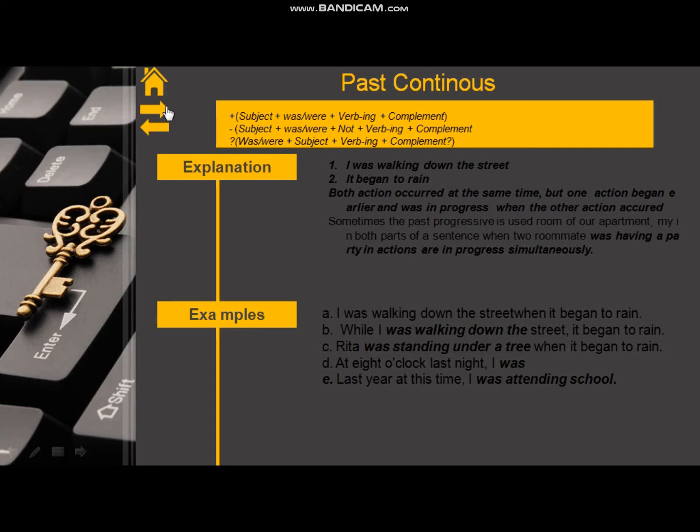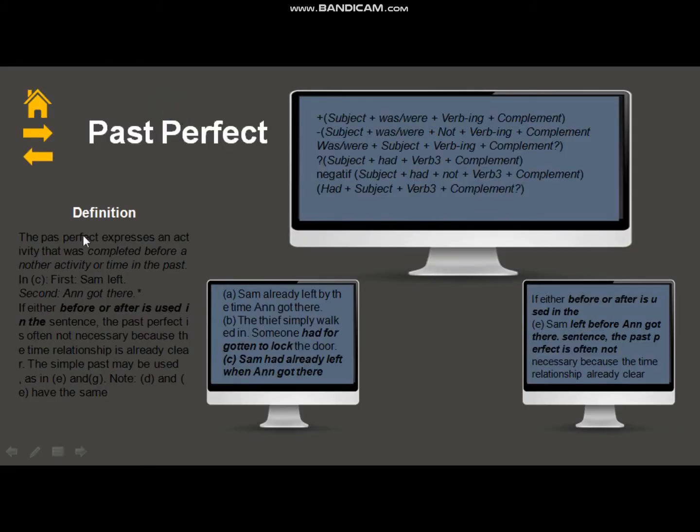This is past perfect. The past perfect expresses an activity that was completed before another activity or time in the past.